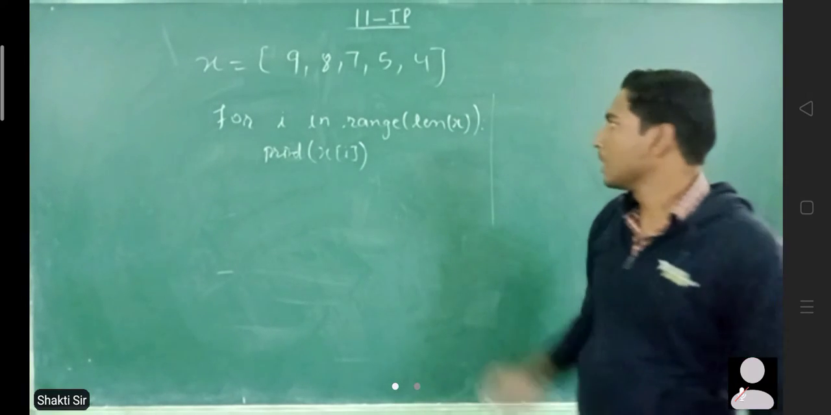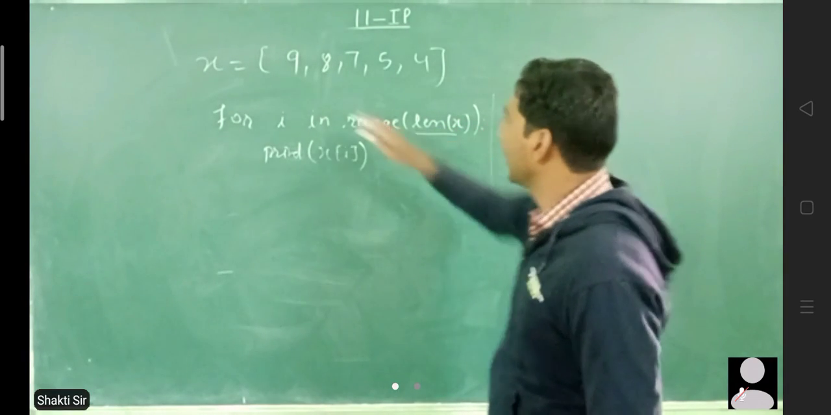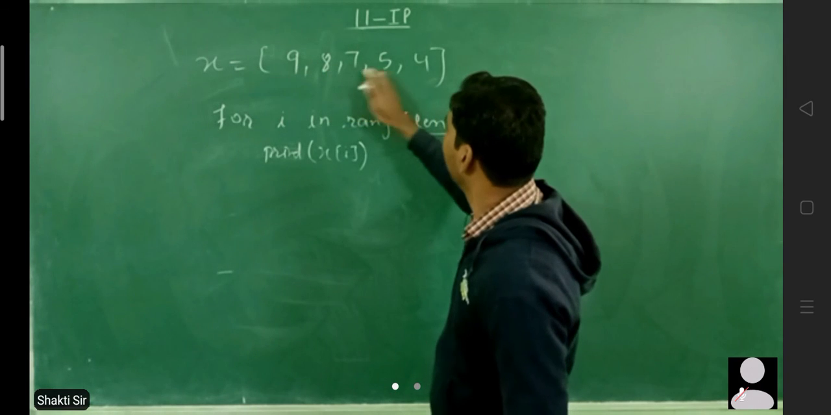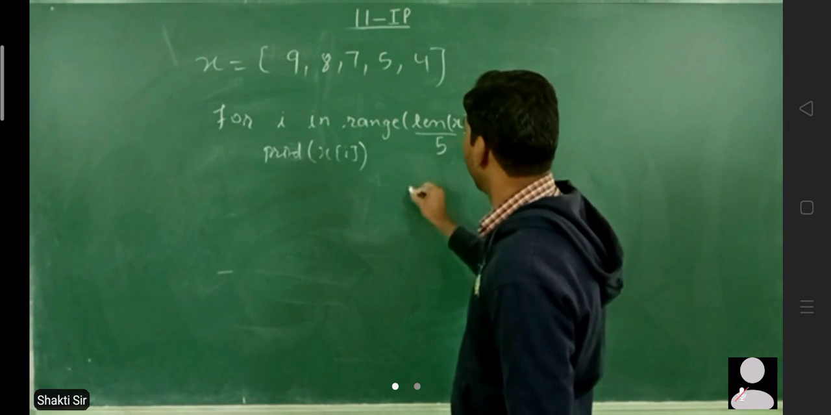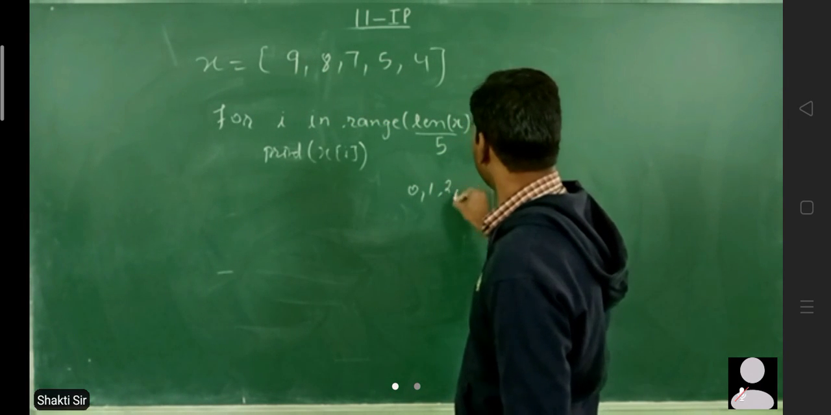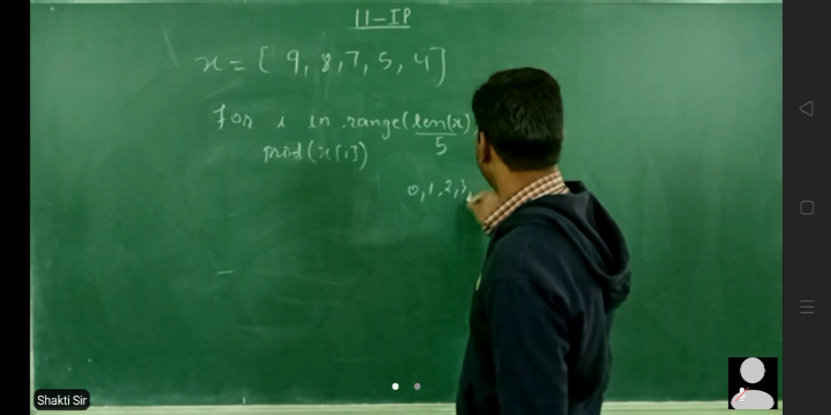Okay, so this len(x) is basically the length of x, 1 2 3 4 5, and range(5) will be 0 1 2 3 or 4, and these are the indexes 0 1 2 3 4.